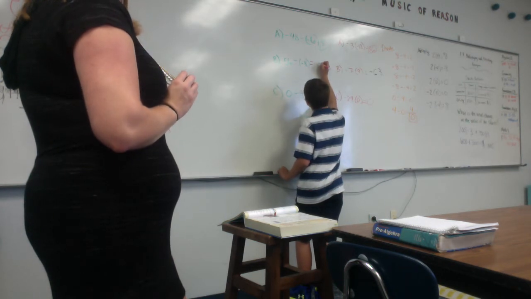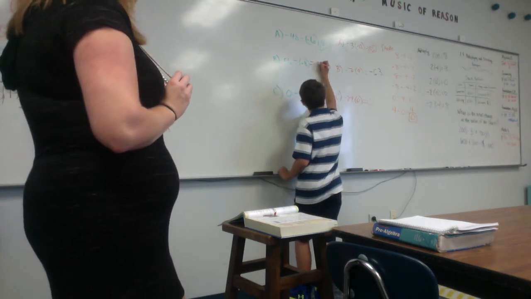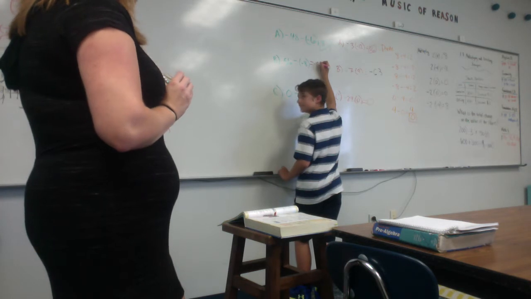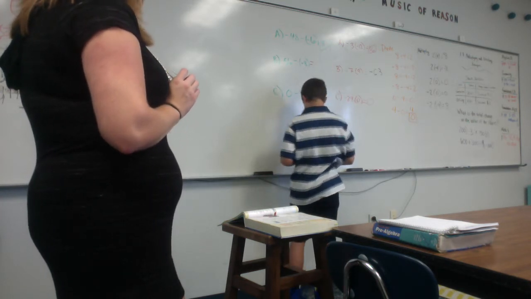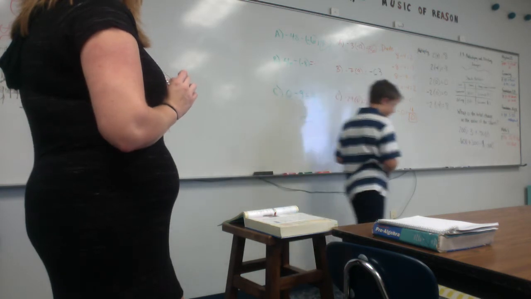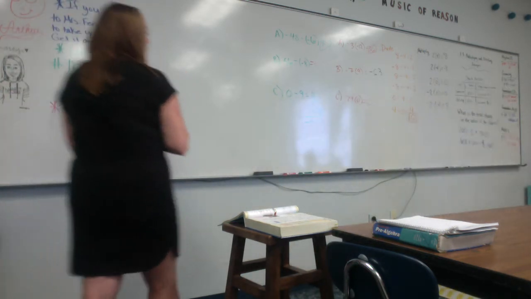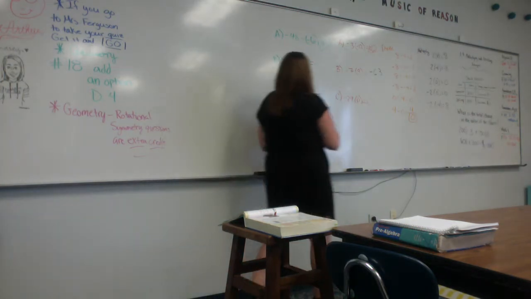There we go. And then Seth did this right because he came out with a negative answer. 56 divided by negative 8 is negative 7.